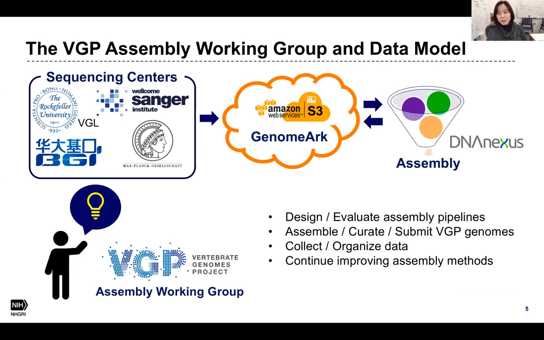In our assembly working group, we are mainly focusing on designing and evaluating assembly pipelines. We not only do the assembly, we also do the curation and submit them to the NCBI and EBI, so everyone can use them later as a reference genome. Besides, we also collect and organize the data and continue finding new methods on how we can generate better assemblies.